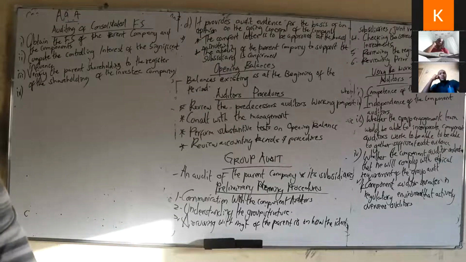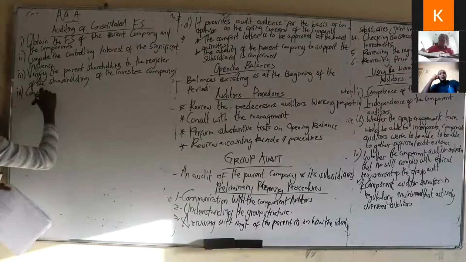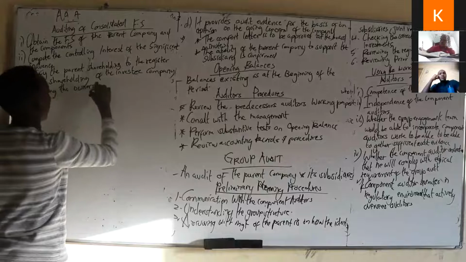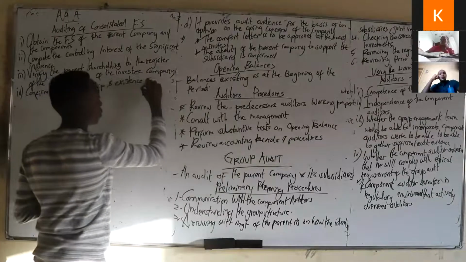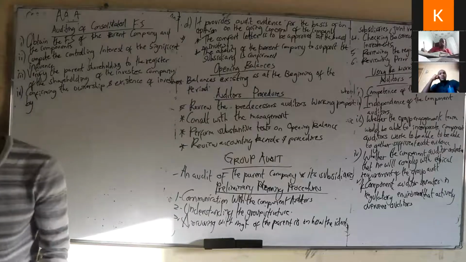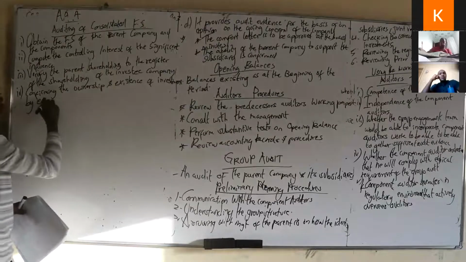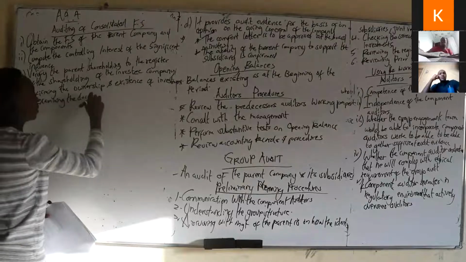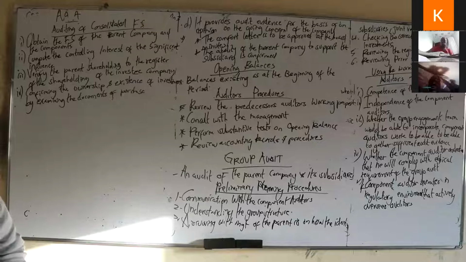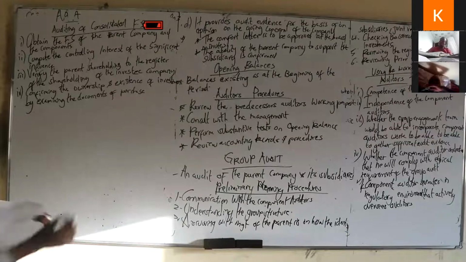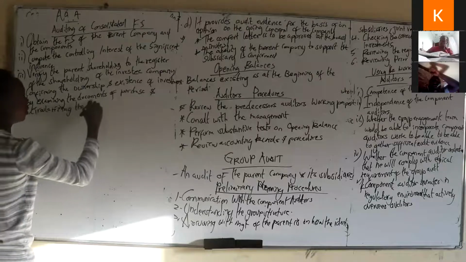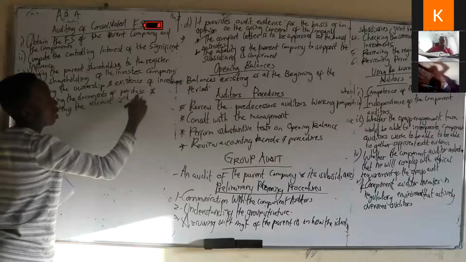And then confirming the ownership and existence of the investment by examining the documents of purchase of the item that you're saying, and circularizing the relevant third parties. So which assertion is this coming back to?